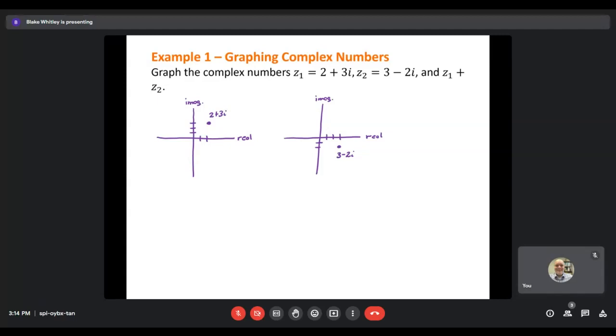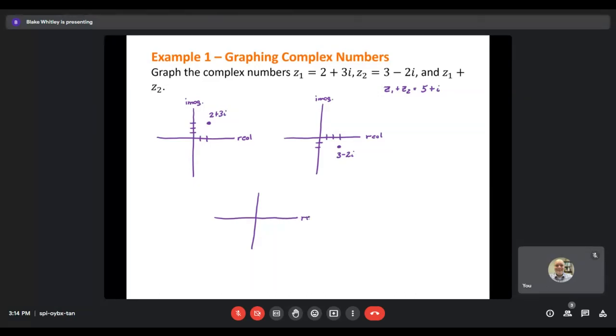All right, and then finally we want to graph z1 plus z2. So the first thing we've got to do is actually find the value of z1 plus z2. So I'm going to do that first. We have z1 plus z2. When I add two complex numbers, I'm adding the real parts, I'm adding the imaginary parts. So if I add the real parts together, 3 plus 2 is going to give us 5. And when I add the imaginary parts, we have a positive 3i, a negative 2i. It's going to give us a positive 1i. So now we're graphing the point 5 plus i.